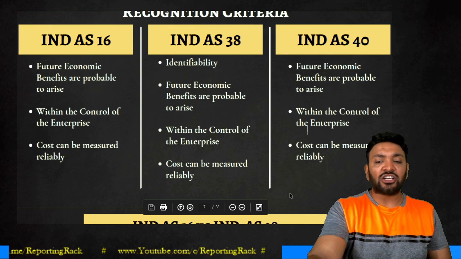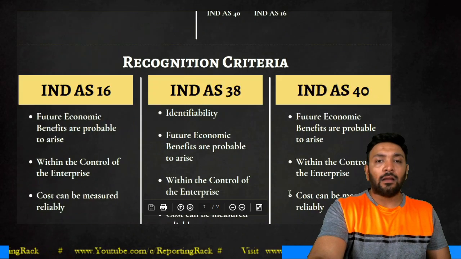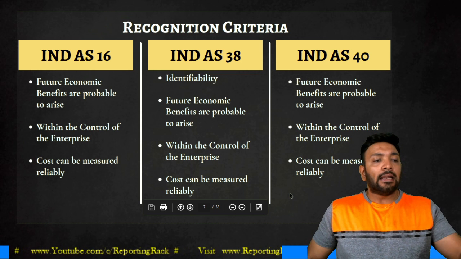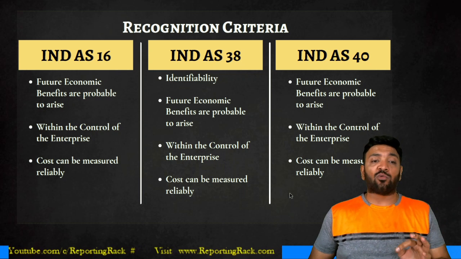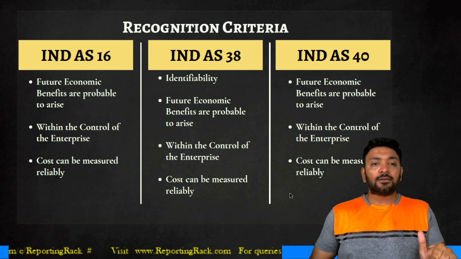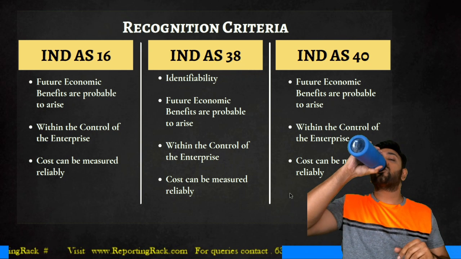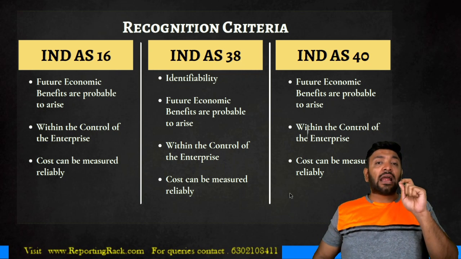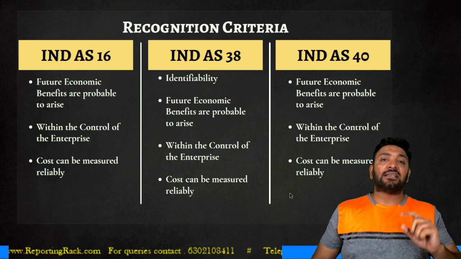I'll first touch the recognition criteria, guys. Look at the recognition criteria. According to IND AS 16, I will recognize a property, plant and equipment if the future economic benefits from the use of the asset are probable to arise. I'm saying future economic benefits are probable to arise from the use of the asset.